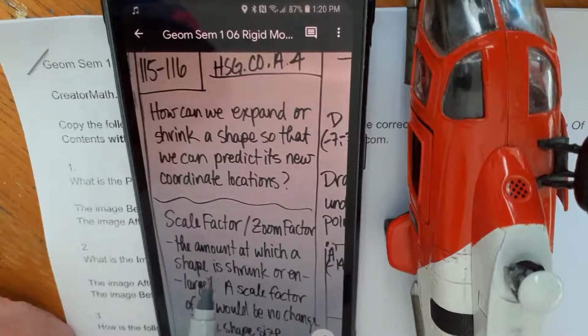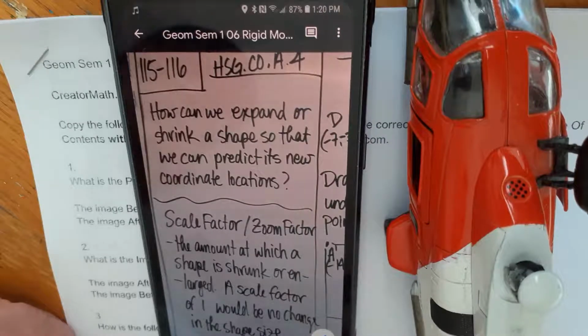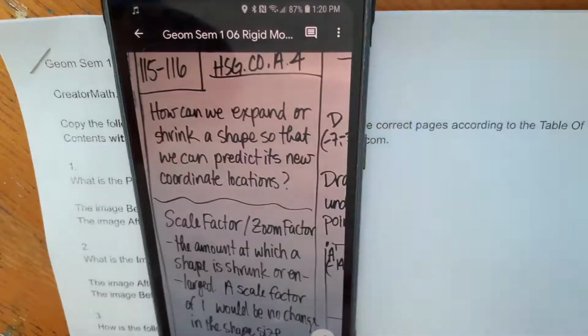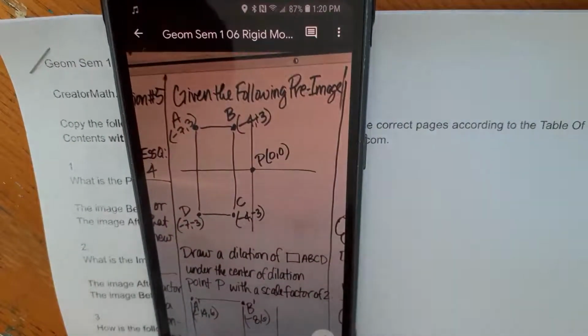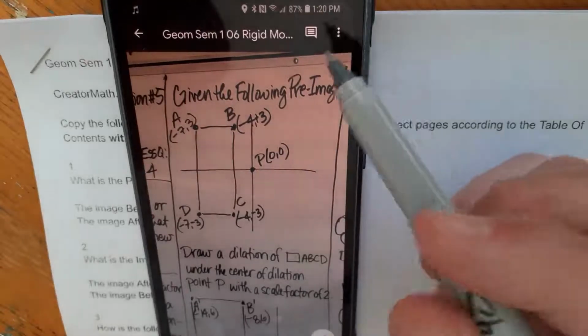The scale factor is the amount at which a shape is shrunk or enlarged. A scale factor of 1 would be no change in the size. I always think of that movie where they had a Mini-Me, a 1/4 scale model of Austin Powers or something to that effect. I probably have that wrong. But Mini-Me was a scale model of the original. That's what a scale factor does. If you say it's 25% of the original or 1/4 size of the original, it's a scale factor that's shrinking it down, and that number is the scale factor.